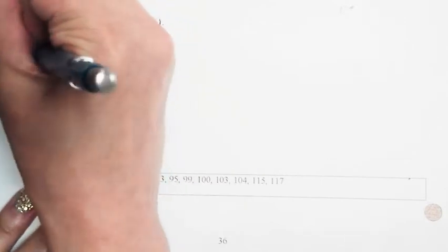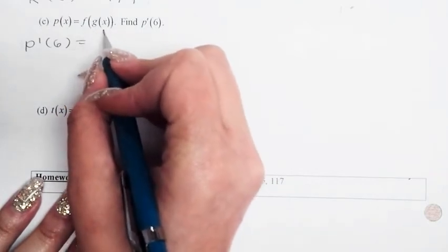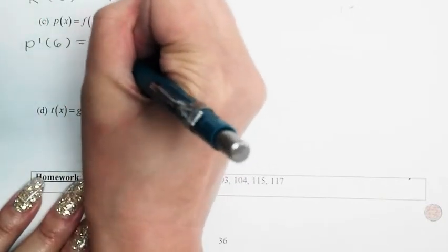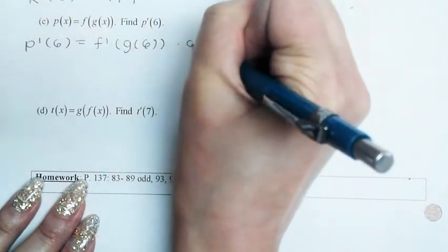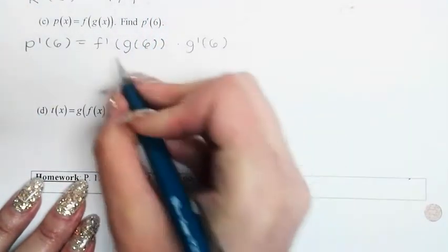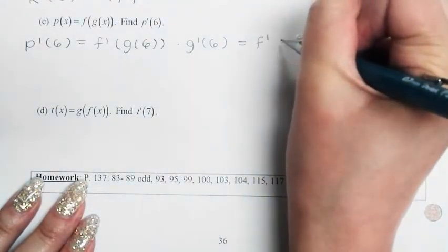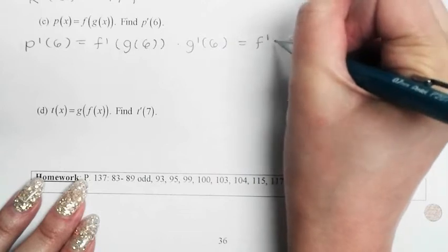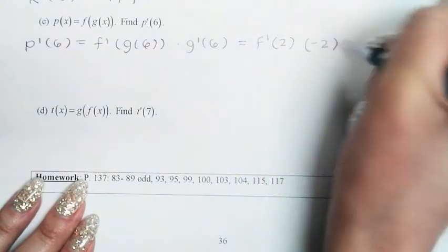So for part C, what we have is that P prime of 6 is going to be, basically, we need to use the chain rule because P is defined as f of g of x. Therefore, P prime of 6 is going to be f prime of g of 6 times g prime of 6. With this being said, from the previous problem, g of 6 was equal to 2, and g prime of 6 was equal to negative 2.